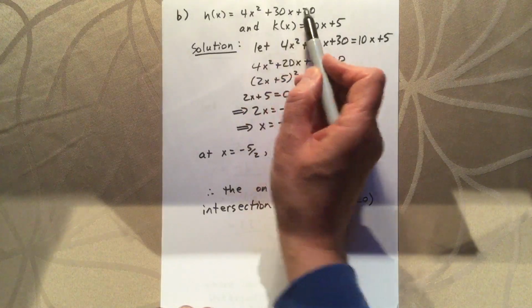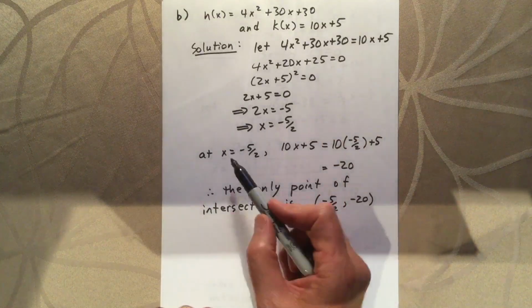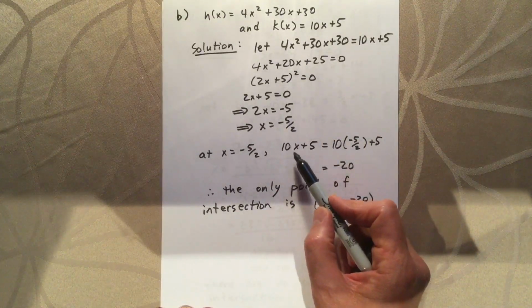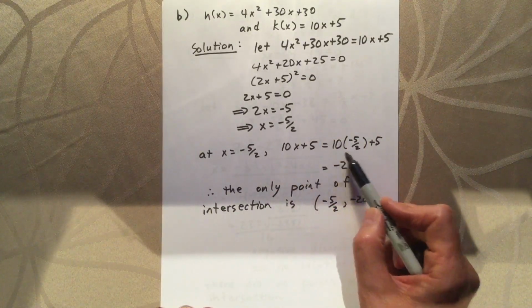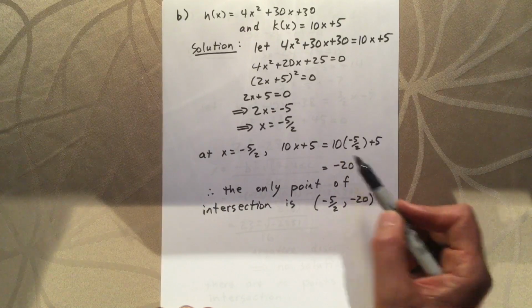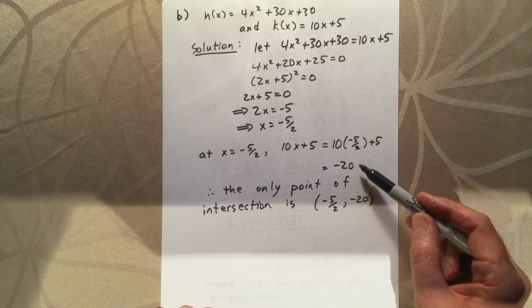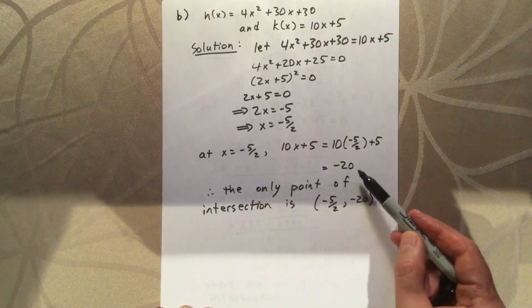So what we can then do is take this x value of negative 5 over 2, plug it into either this expression or this expression. I'll plug it into this one right here. At x equals negative 5 over 2, 10x plus 5 is 10 times negative 5 over 2 plus 5, which equals negative 20. So what we've got here is a parabola and a straight line that intersect at 1 point. The point negative 5 halves, comma negative 20.